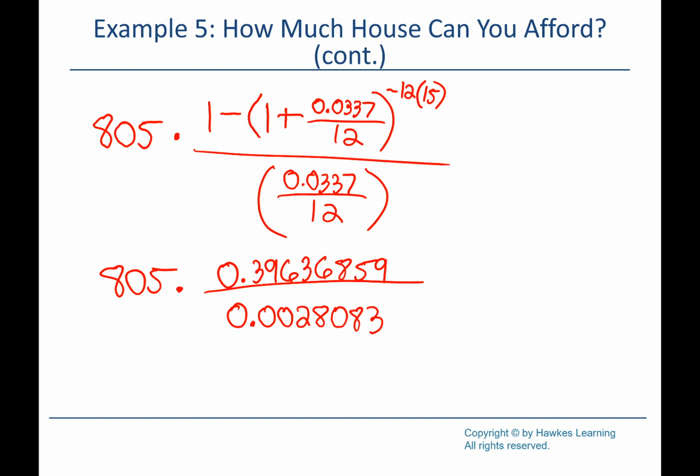I get, make sure that came out right. Almost. Let's see, I'm a little bit off here. Let me check. Okay, so either we need to keep some extra decimal places, or I think what I'll do instead, sorry about that, is I'll just do 805 times the decimal and then divided by the bottom part. That's not too hard to type in. So I'm going to do 805 times 0.39636859 and then divided by parenthesis 0.0337 divided by 12, close parenthesis.